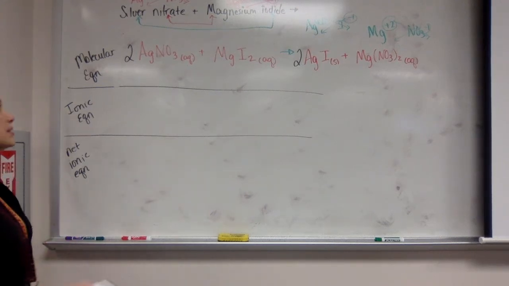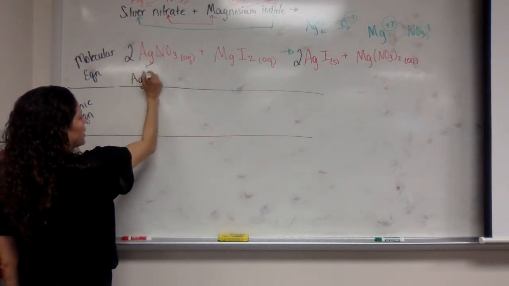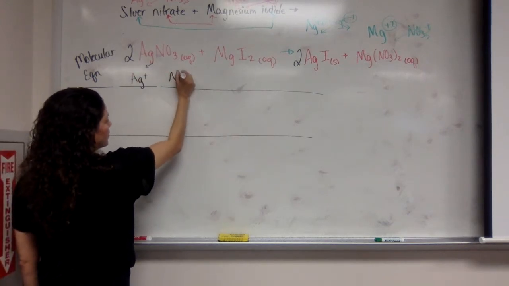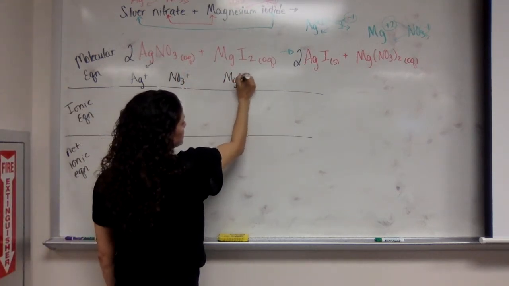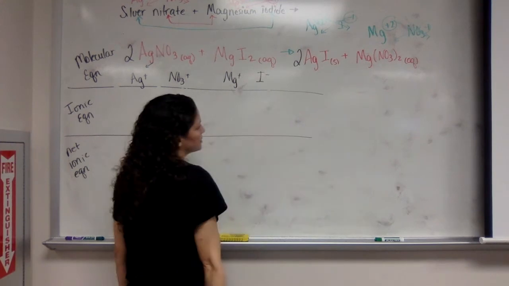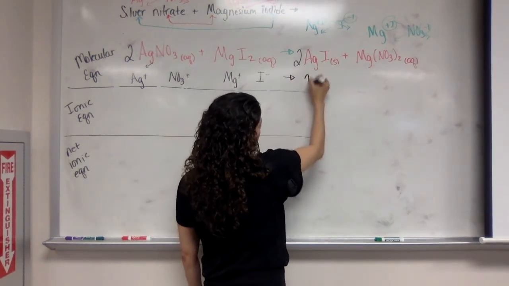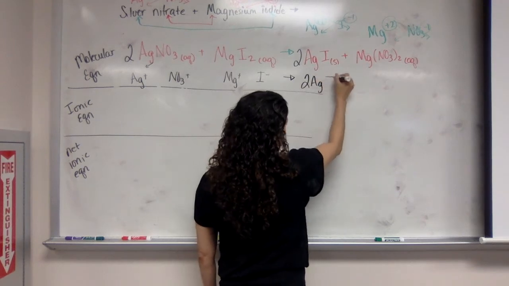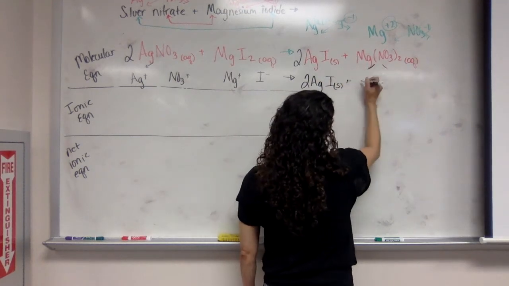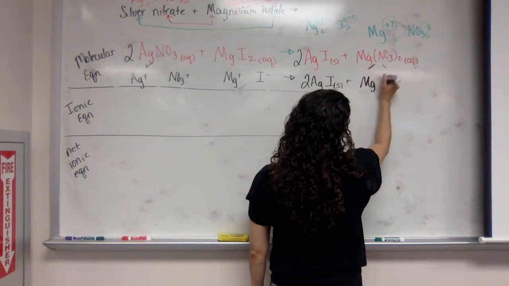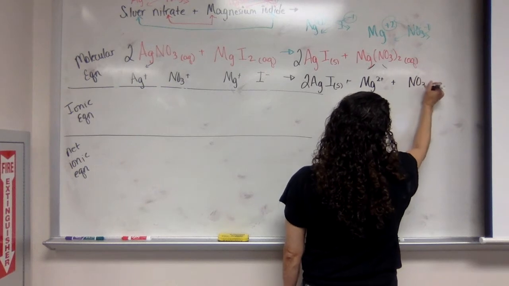So now, when looking at this, anything that's going to be an aqueous solution is going to disassociate into its ions. So basically, I've got silver ions here, I've got nitrate ions here, I've got magnesium ions, I've got iodide ions. This one's not going to disassociate, so I'm just going to write it as such. And this guy's going to disassociate, so I'm going to have magnesium with a +2 charge plus nitrates.